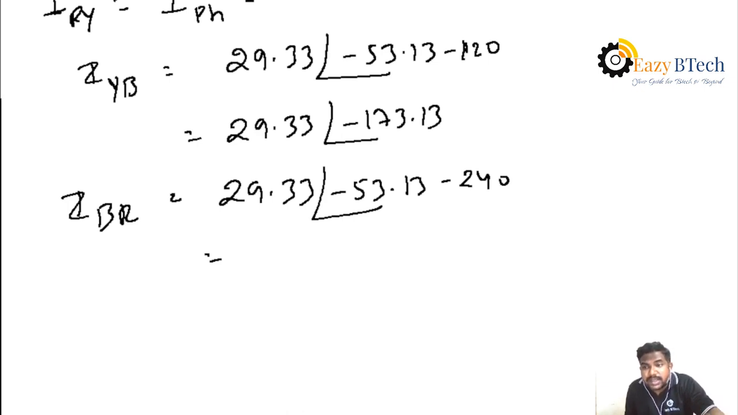Why? Because the given system is a balanced system. That's why there is no need to find out all the values. All current magnitude values are equal. That's why we can find out phase values once at a time. There is no need to find out all three phase values.